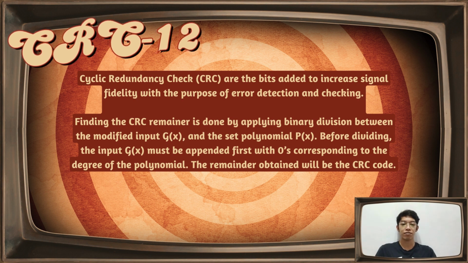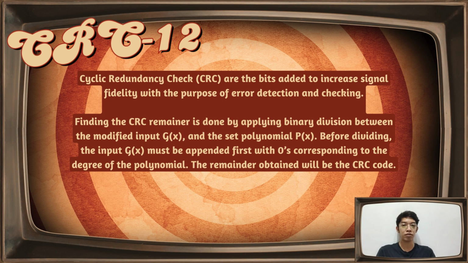The cyclic redundancy check, or CRC for short, consists of bits added to increase a digital signal's fidelity and integrity. CRC offers very reliable error detection and checking. Finding the CRC remainder is done by simply applying binary division between the input and the set polynomial.